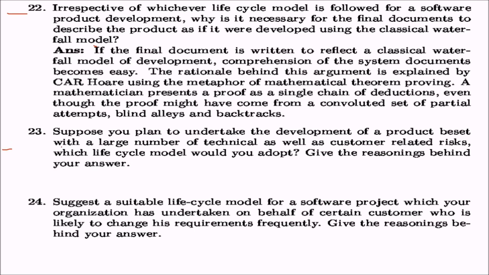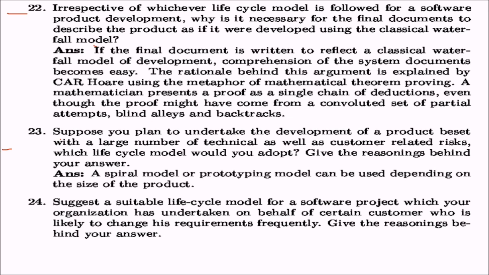Question 23. Suppose you plan to undertake the development of a product that presents a large number of technical as well as customer related risks. So you have various risks. Which life cycle model would you adopt? Give the reasoning behind your answer. This is quite obvious: you are going to use a spiral model or prototyping model, because it depends on the size as well as the risk, and these two models deal with the risk. Actually, the spiral model uses this prototyping concept only for risk mitigation.